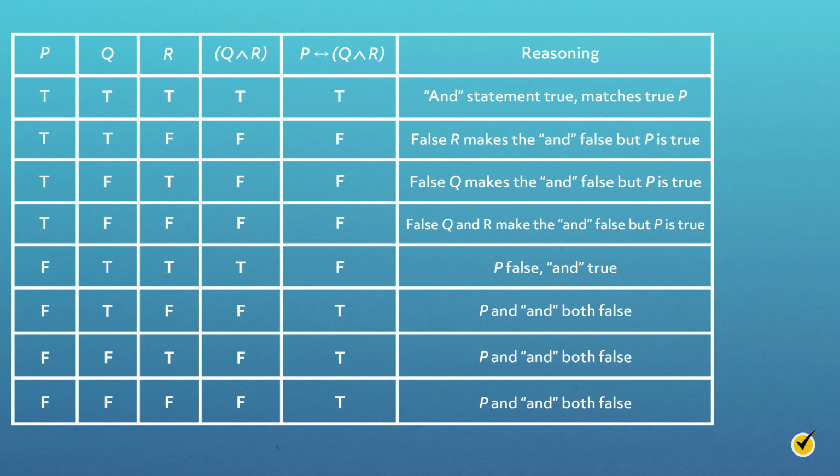For our last row, we see that Q and R is false because both Q and R have false truth values. And we compare this to our P, which is also false. So P if and only if Q and R is true, because P is false and Q and R is false at the same time. Therefore, the whole thing is true.